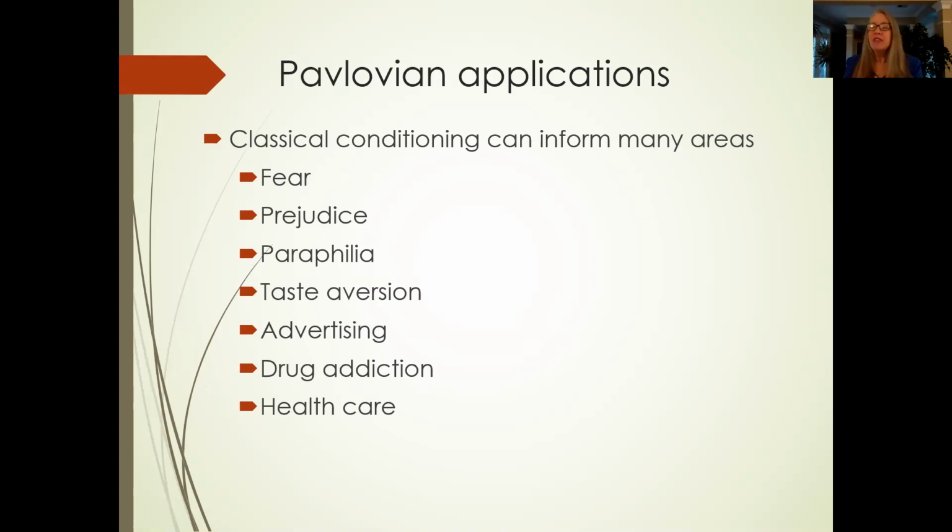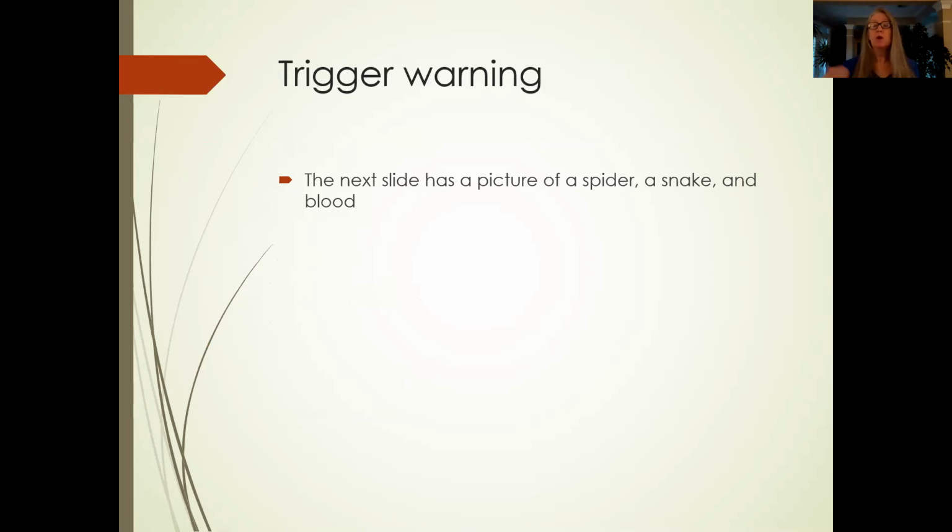But the thing is that classical conditioning can help us to understand a whole bunch of different feelings and behaviors that people have and animals have. Fear, prejudice, paraphilia, taste aversion, advertising, drug addiction, healthcare. Classical conditioning, or Pavlovian conditioning, can inform all of these areas. And so it becomes really important. And you now can sort of understand why we have a whole course in it that we require that you take.